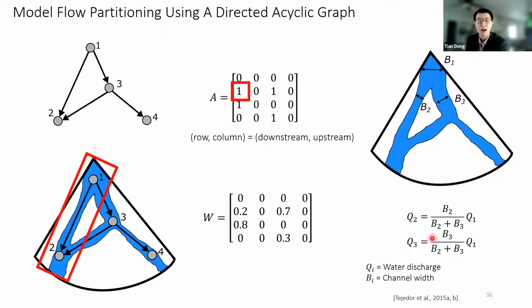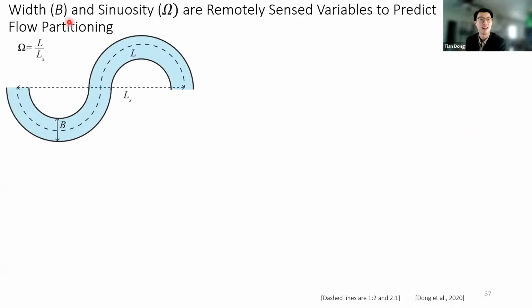So I have tested a range of remote sensing variables to determine the best nodal relation to use in this overall graph framework. After some investigation, I find that the combination of channel width and sinuosity actually gives the best predictions. And I'll just show this quickly.